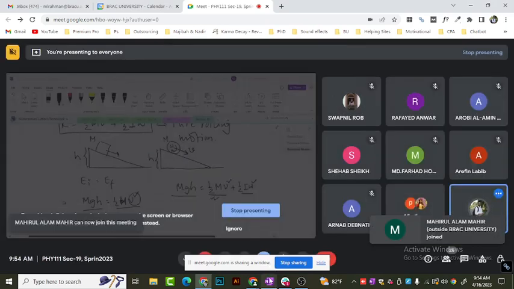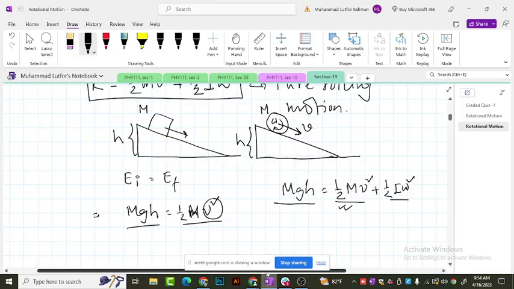Do you understand? So if I release two identical objects which have the same mass, from the same height or the same identical inclined plane, in that case this block will come down first because it has only translational motion. That means whatever the energy is, it will be totally converted to translational kinetic energy, not rotational.